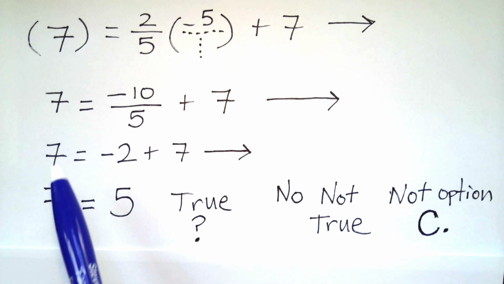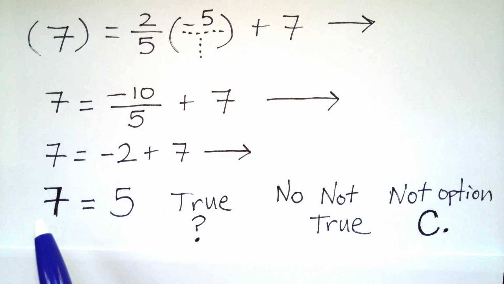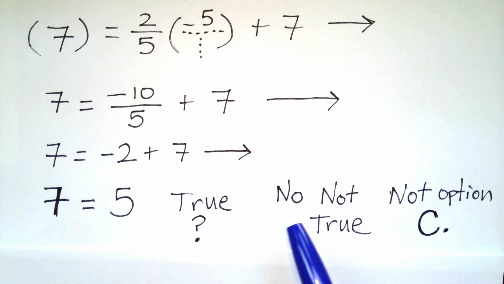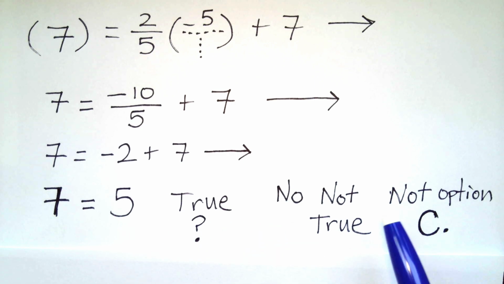All right, I bring down the 7, bring down the equal sign. Does 7 equal 5? Is that a true statement? No, not a true statement. Cannot be option C. So far, it's not option D. It's not option C. Stick with me. Let's see if it's option B.